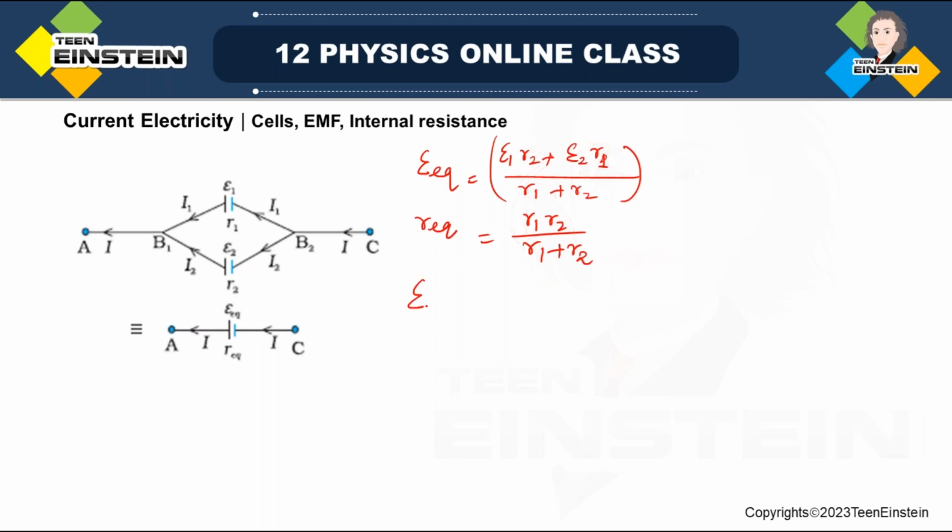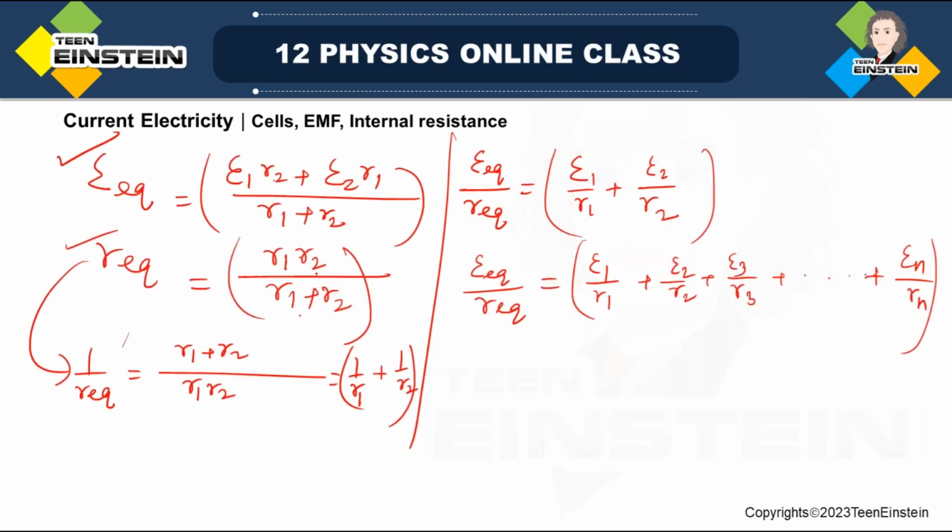And one more formula we have learned here. This is very, very easy to remember. E1 by R1 plus E2 by R2 plus E3 by R3, and this goes up to n cells, En by Rn.